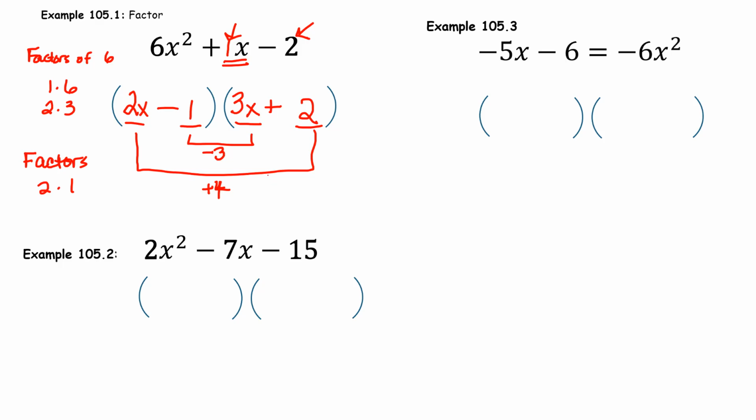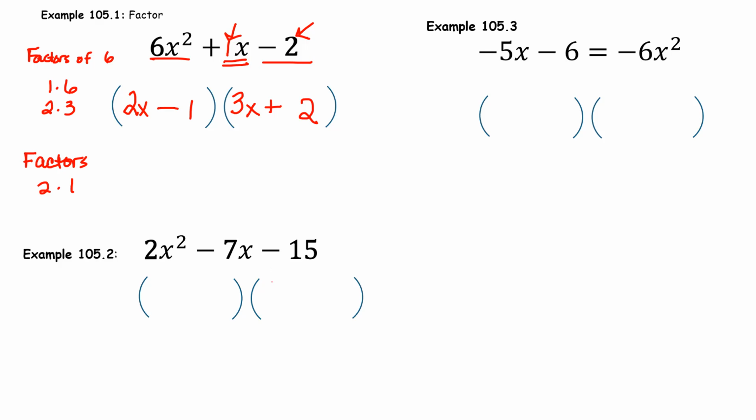So now I have everything in the right place. 2x times 3x does give me 6x squared. Negative 1 times 2 does give me negative 2. And negative 3x plus positive 4x does give me 1x. So this is the factorization for 6x squared plus x minus 2. This is how we factor a quadratic trinomial. It's not by memorizing some tricks, it's by understanding where each number comes from. And it is by trial and error.